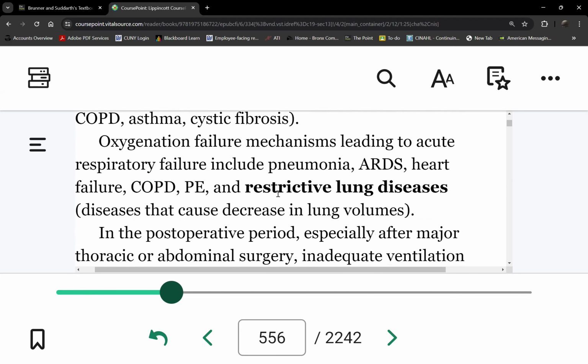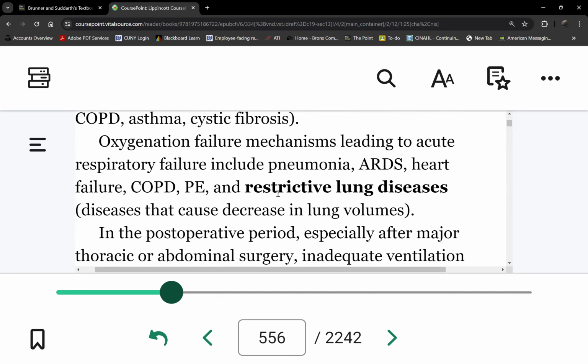So any questions on oxygenation or hypoxemic and hypercapnic respiratory failure? Okay, so you can see here clearly it's not always pulmonary. It can be non-pulmonary as well.